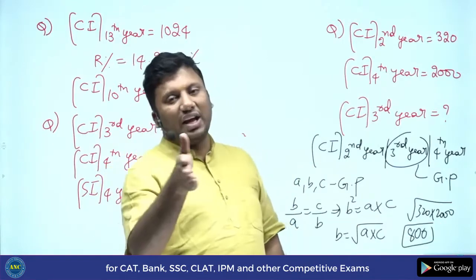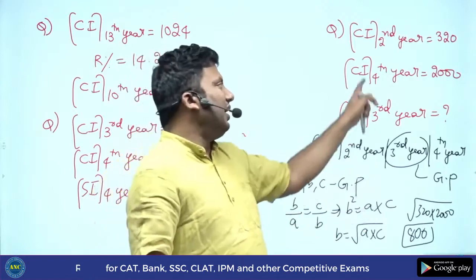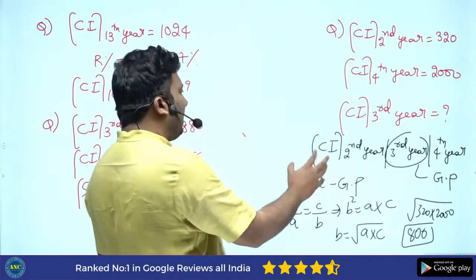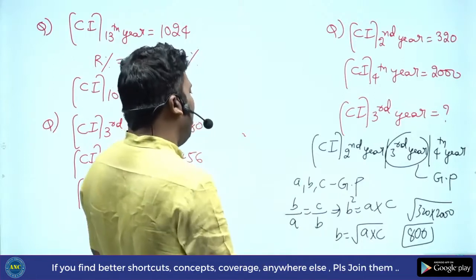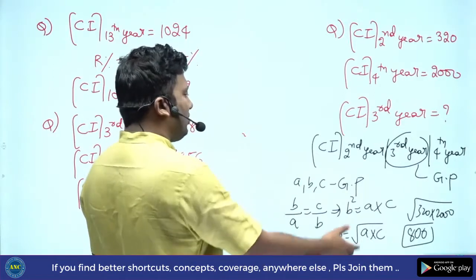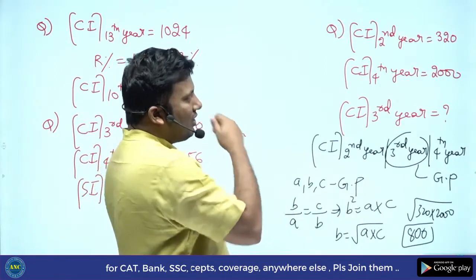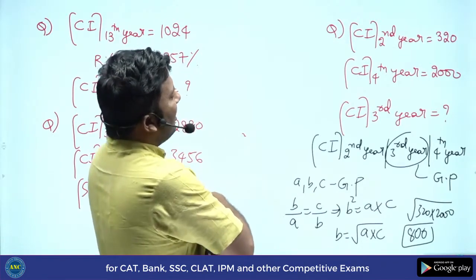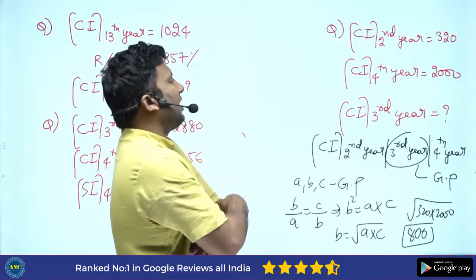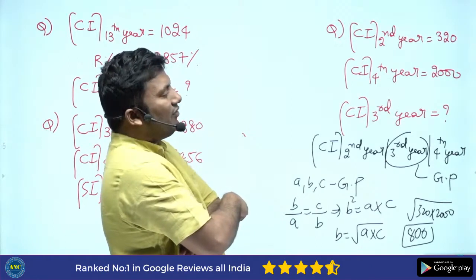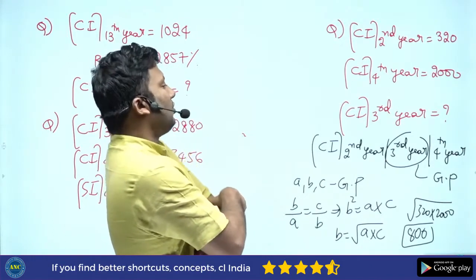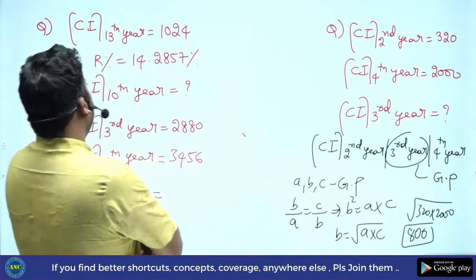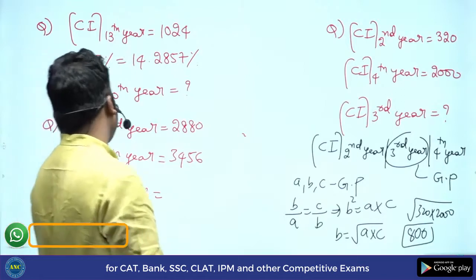As long as the time difference between the particular years is the same, the middle value is always the geometric mean of the extremes. So B equivalent to root of A into C. Answer is 800. So compound interest at the end of second year is 320, at the end of fourth year it is 2000, so at the end of third year it will be 800. Now see here.